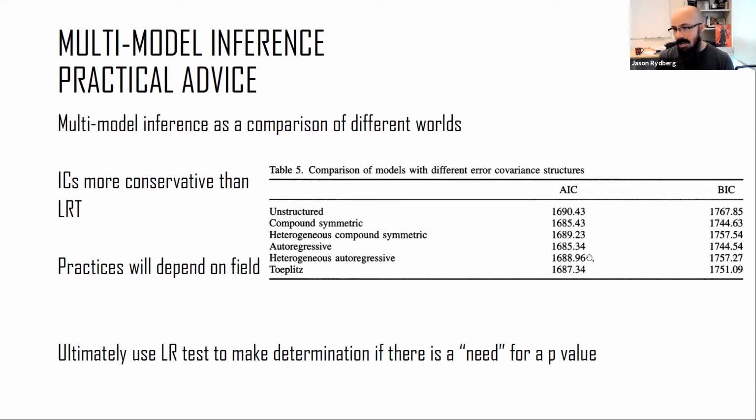But here, even the AIC indicated that the... Oh no, just the autoregressive. Oh, good. I know what that one is. Yeah, so it's either exchangeable or autoregressive for the choice here.